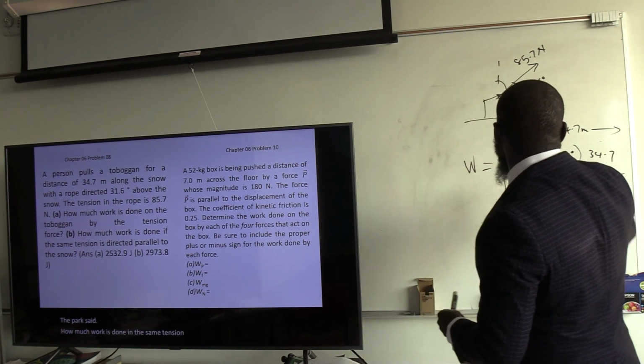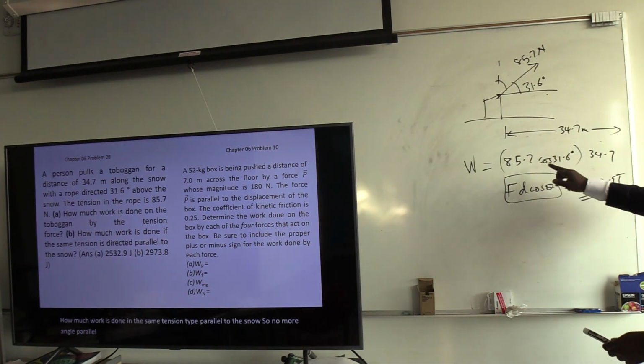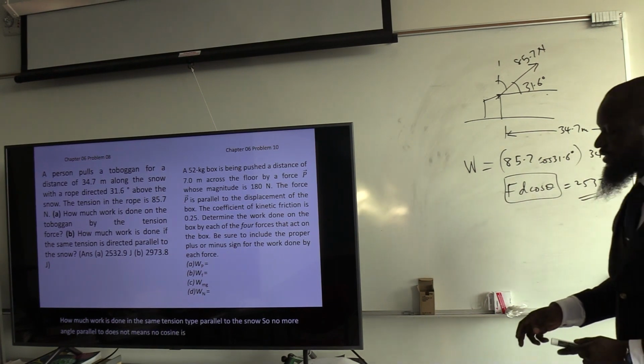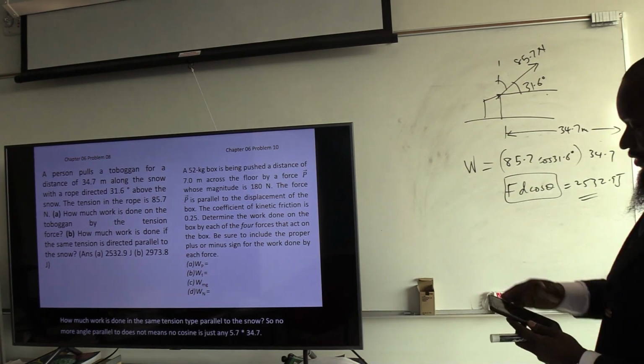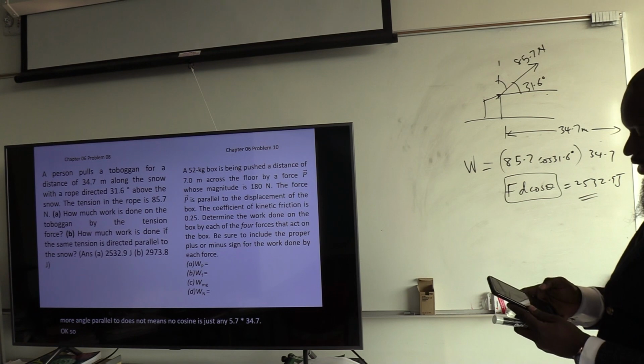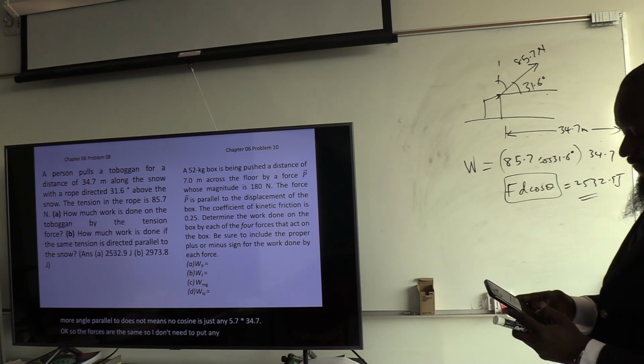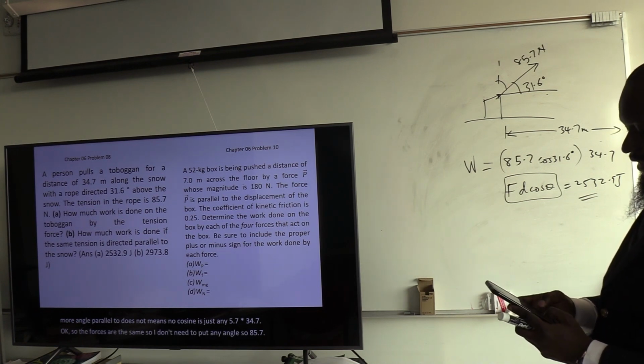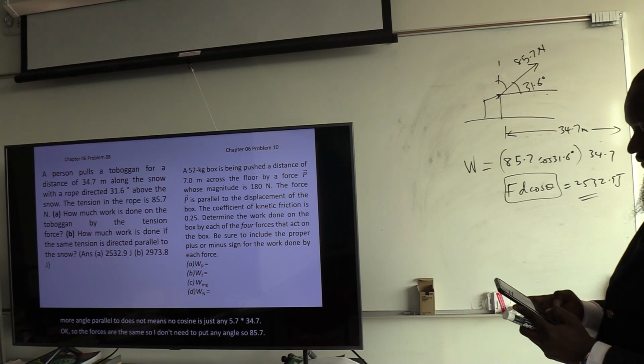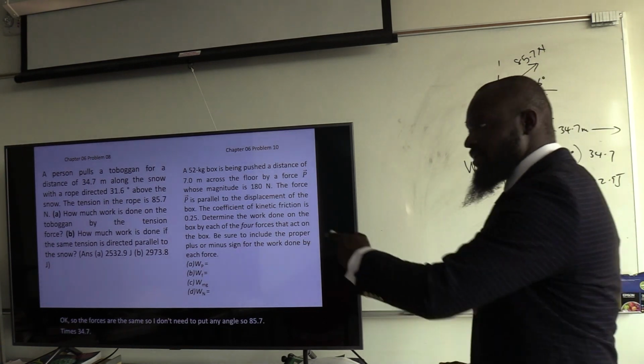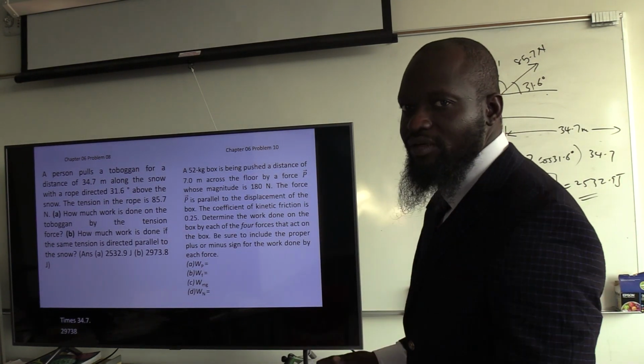snow? So no more angle. Parallel to the snow means no cosine. It's just 85.7 times 34.7. Okay? So the forces are the same, so I don't need to put any angle. So 85.7 times 34.7. 2973.8. Exactly. So it's just pretty straightforward.